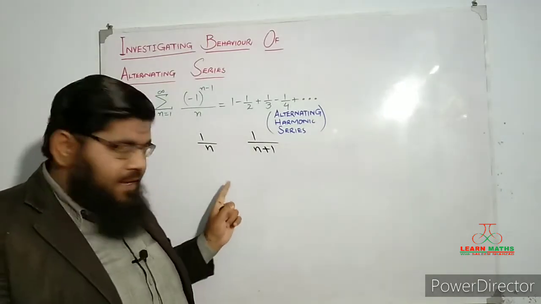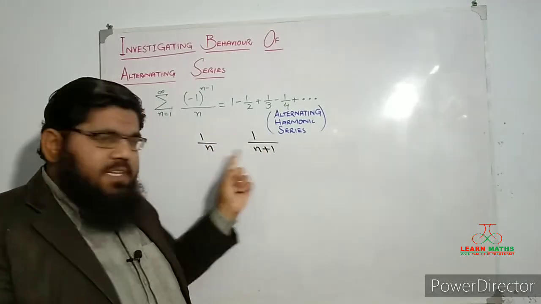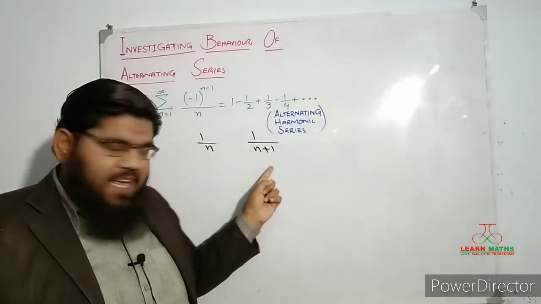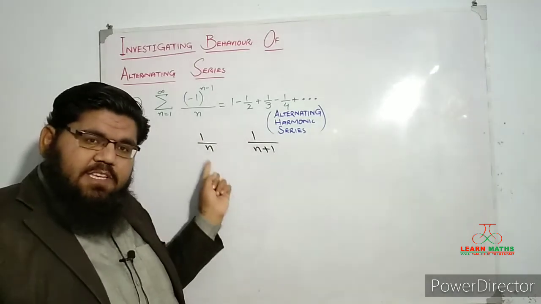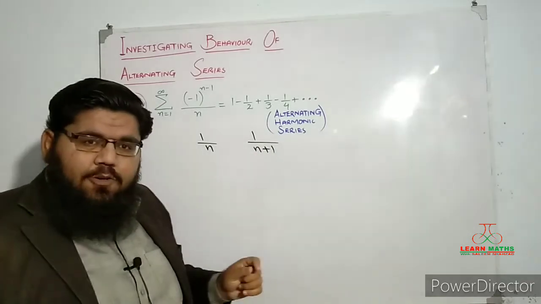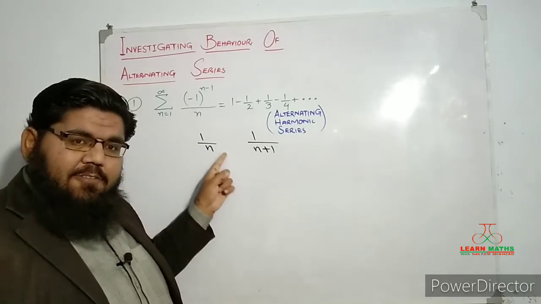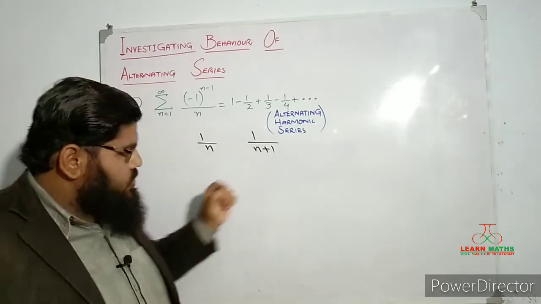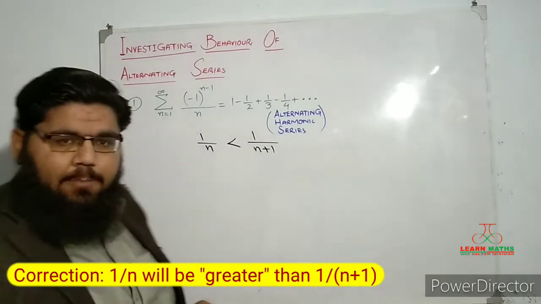As you can see from here, the numerator in both of these fractions is the same, but the denominator is changing. The denominator in this fraction is larger as compared to this one. So what will be the size of these two fractions? If you compare them, you can easily conclude that the one with the larger denominator will be smaller than the one with the smaller denominator. So we can easily say that 1 over n plus 1 will be less than 1 over n.